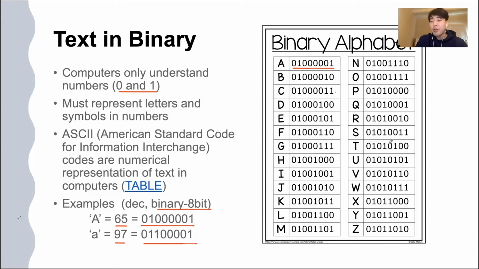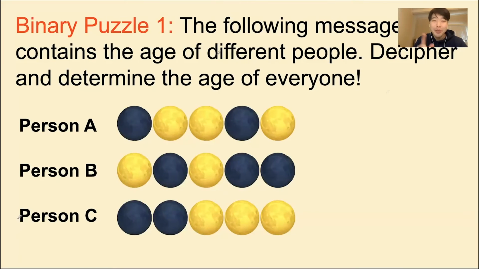So do you have to memorize this? No, unless you really want to, but it's easy to find online. Binary puzzle number 1. The following message contains the age of different people. Now, if my video is blocking the message, I'm sorry. Decipher and determine the age of everyone.